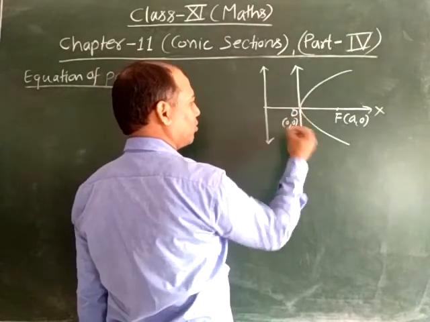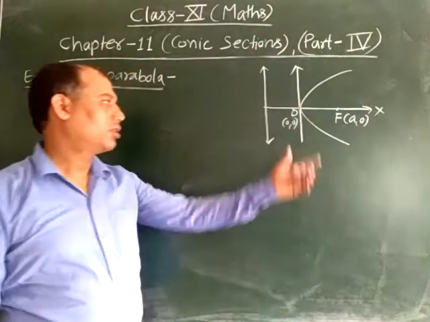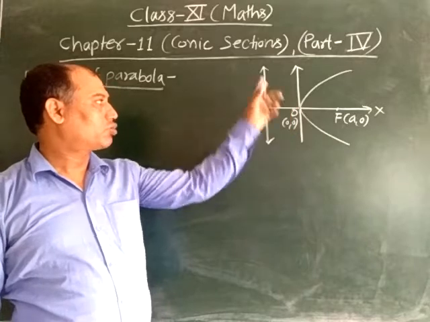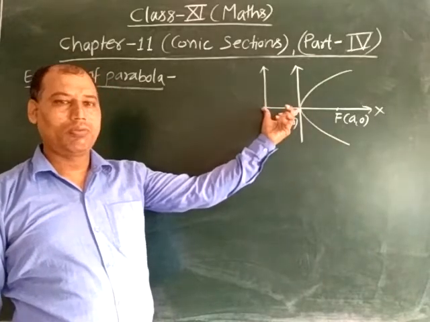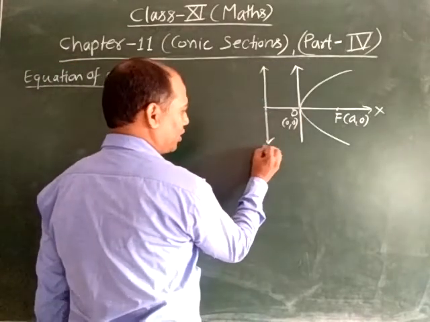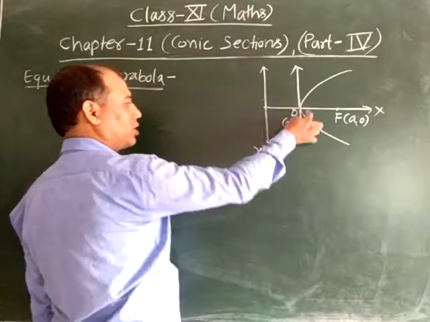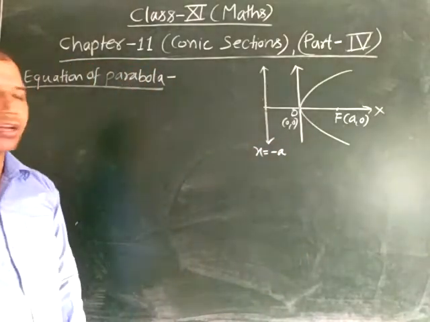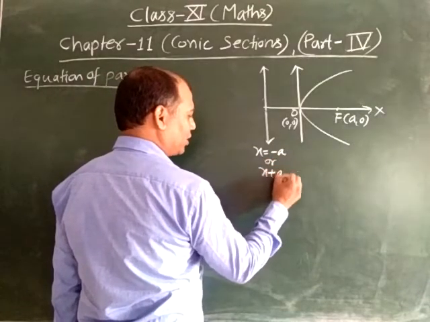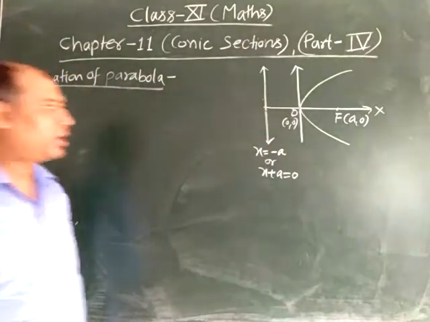Now the distance of this point from the focus is equal to a, and this is also equal to the distance of this line from the vertex, that is also equal to a. Then the equation of this line is written as x equal to minus a, because this line lies to the left side of the origin, or it can also be written as x plus a equal to 0. Now we have to find out the equation of this parabola.